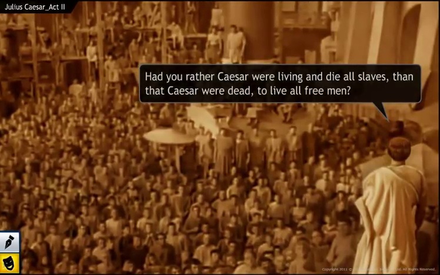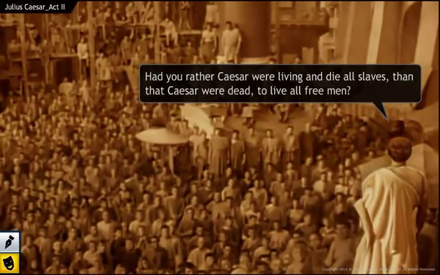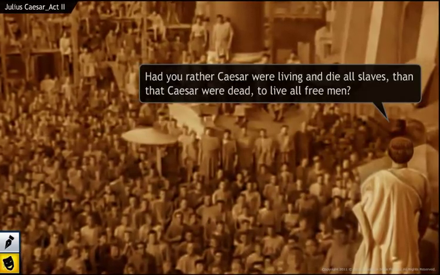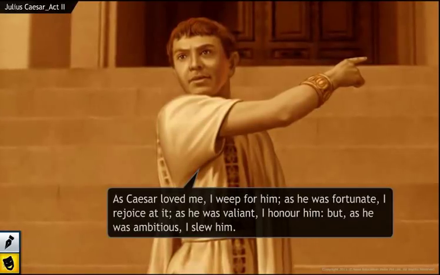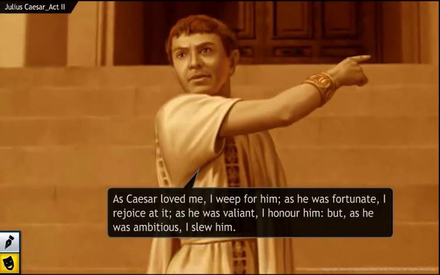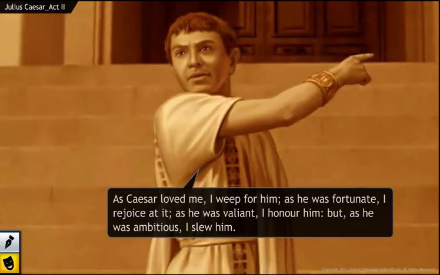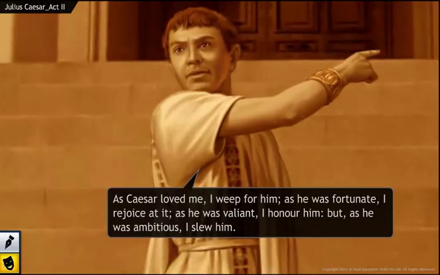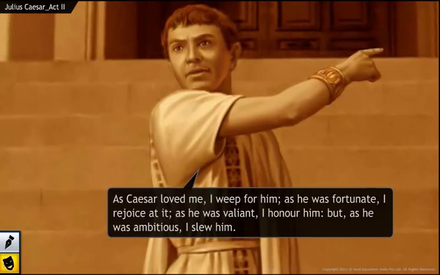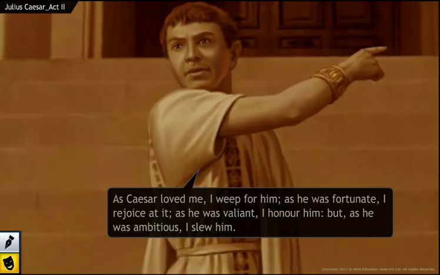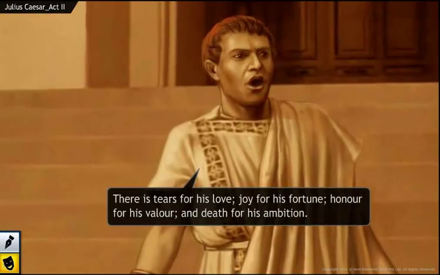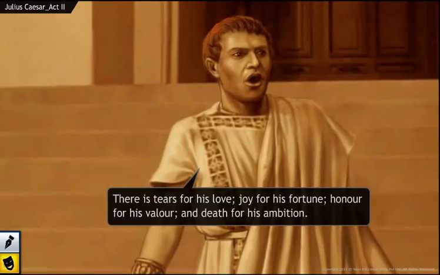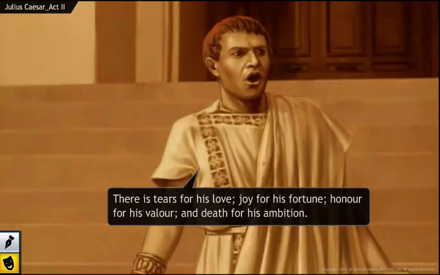Would you have wanted Caesar to live while you died a slave, rather than Caesar dead and you alive as free men? Since Caesar was dear to me, I weep for him. Since he was fortunate, I rejoice at it. Since he was very brave, I honor him. But as he was ambitious, I killed him. I have tears for his love, joy for his fortune, honor for his courage, and death for his ambition.